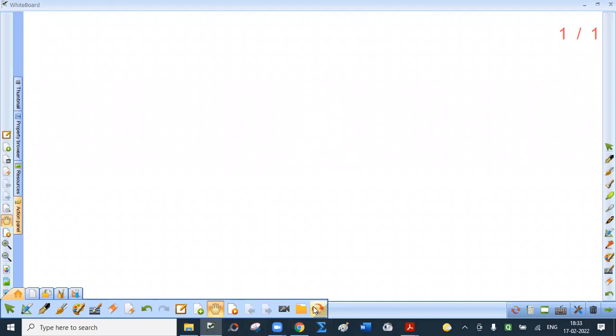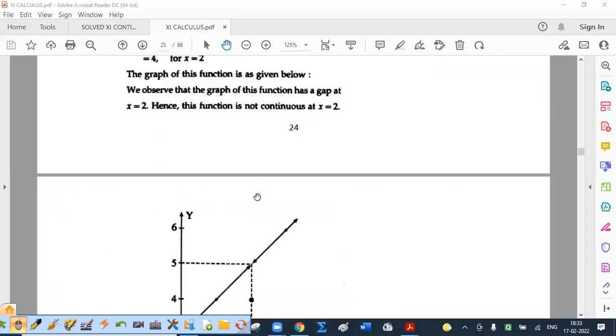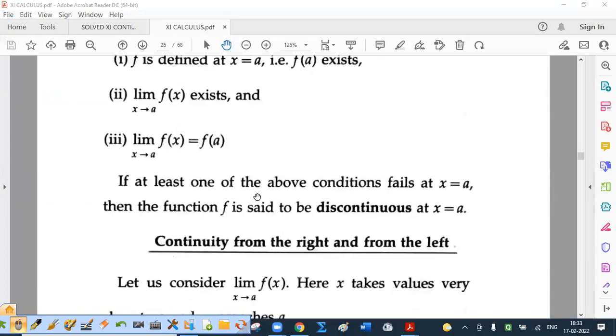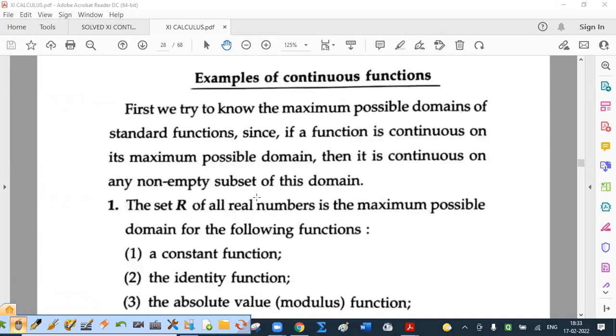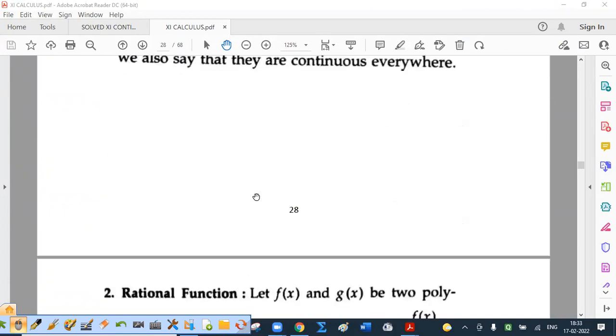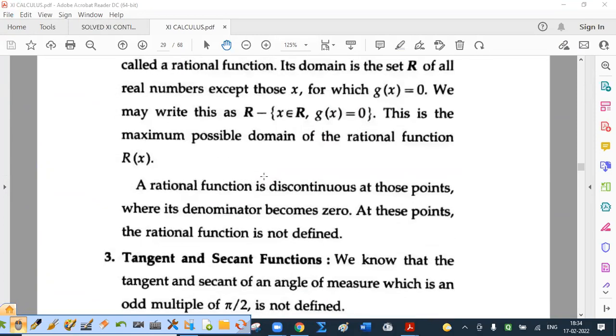Okay, just a minute. I'll show you. Yes, I'm talking about this. You can go through this part. See examples of continuous functions. I'll upload this on website also.